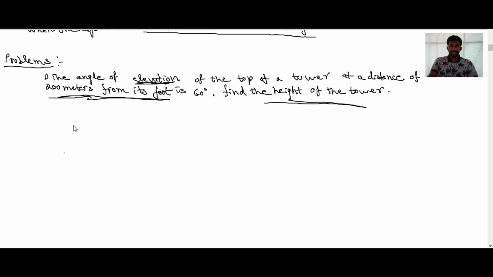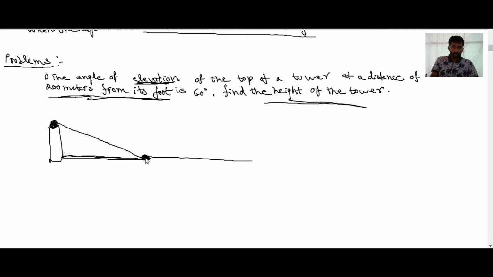First, draw a rough sketch to solve this problem. Here one tower is there. Assume that it's the top of the tower. Then one person is there, looking at the top of the tower. Since elevation is given, that means the person is looking in the upward direction, at the top of the tower. Then from this person's eye, I'm drawing a horizontal line. This is our reference line. You can draw the line further, but you need to consider only up to here.